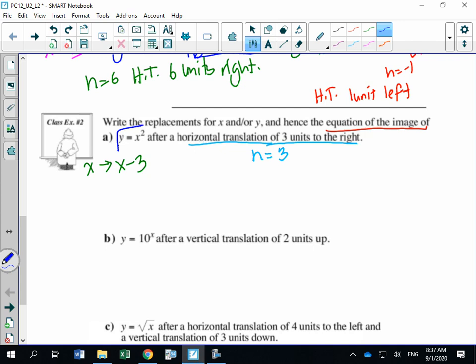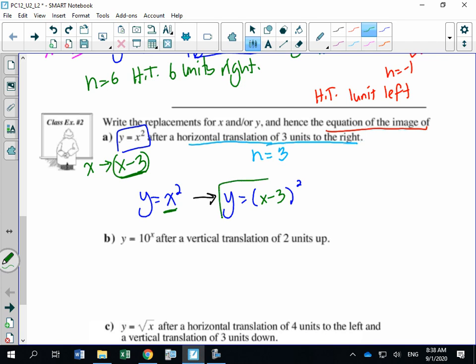So here's our original function. You write down the original, y is equal to x squared. Then we're going to do the replacement. We're going to take out this x and put in x minus 3. I'm going to put this x minus 3 in a bracket because it's more than one term. So y is equal to, take out that x and put in its replacement, x minus 3. This is your new function. So that's the image, the equation of the image, which is the equation of the translation.